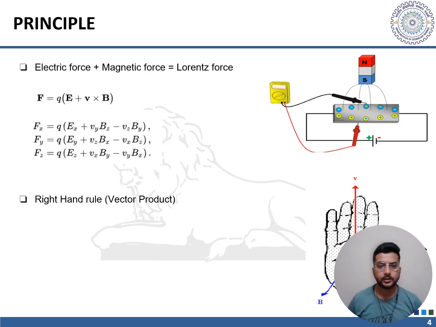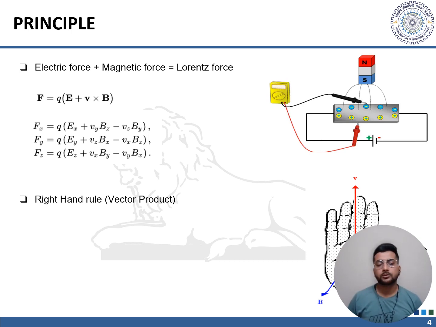Now we are going to cover the principle behind the working of Hall effect. Whenever you place a charge carrying conductor that has some speed or velocity v in an electromagnetic field, it will feel two kinds of forces. One is the electric force and the second is the magnetic force. The electric force is given by q times E, and the magnetic force is given by the cross product of v and B, which is equal to q into v cross B.